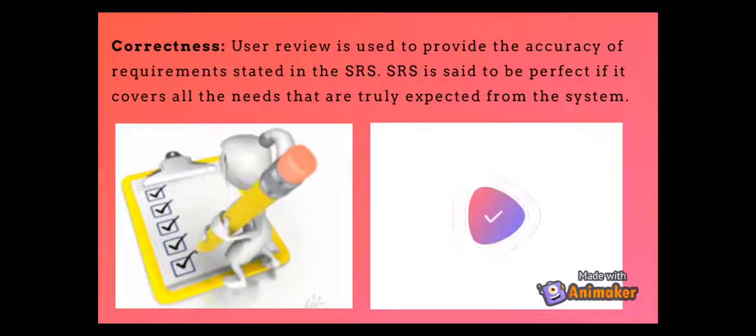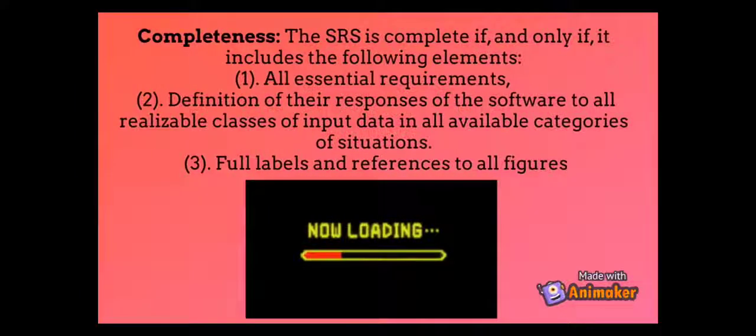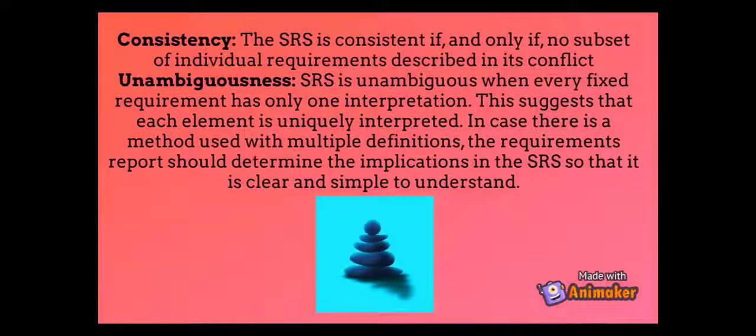The next one is completeness. The SRS is complete if and only if it includes the following elements: all essential requirements, whether relating to functionality, performance, design, constraints, attributes, or external interfaces. The next one is consistency. The SRS is consistent if and only if no subset of individual requirements described in it conflict.